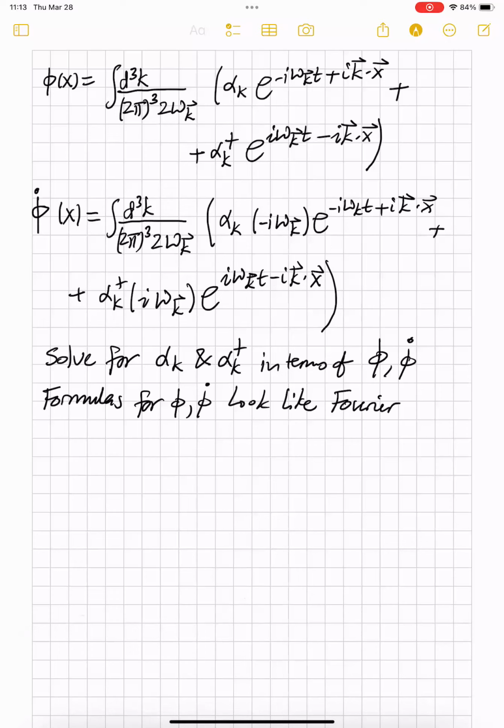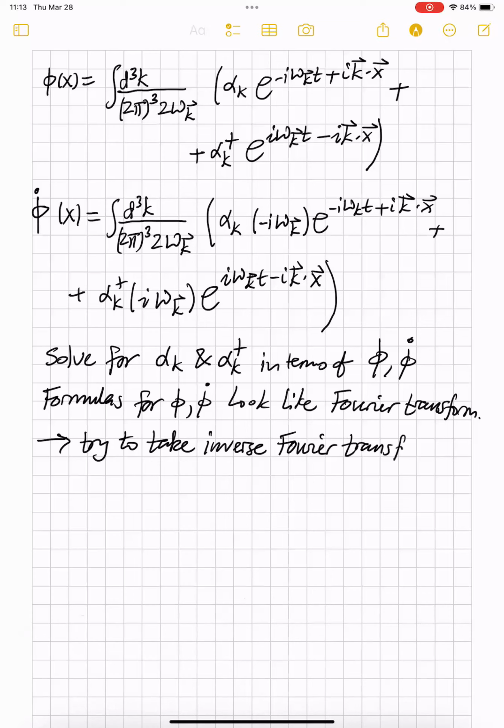Okay, so why do I say that? Well, you've got an integral over momentum. That looks like a Fourier transform. And you've got things like e to the i k dot x or e to the minus i k dot x. That looks a lot like you're doing a Fourier transform. So a natural thing to try to solve our problem, to figure out what alpha k and alpha k dagger are in terms of phi and phi dot, is to take the inverse Fourier transform.